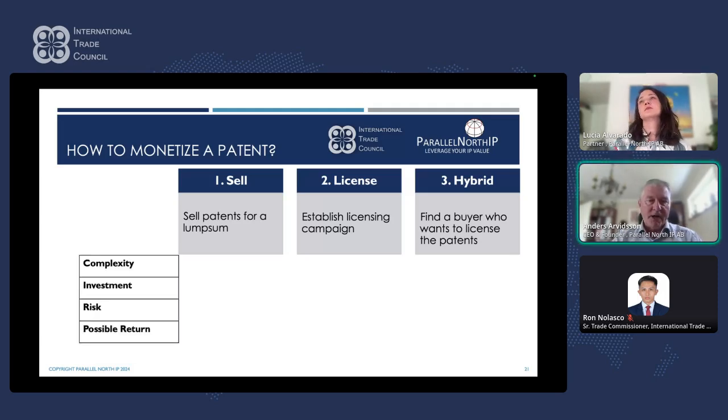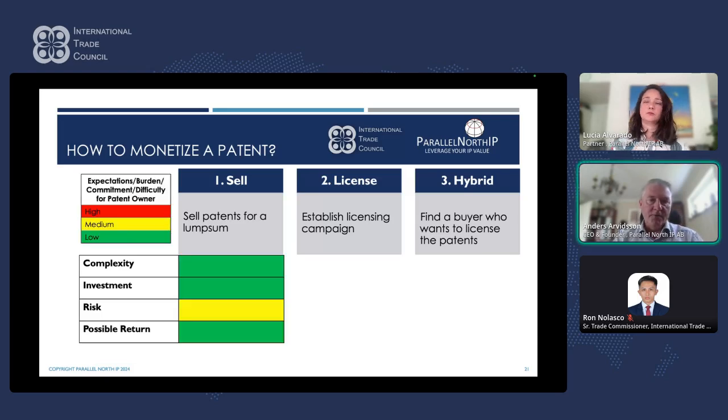There are certain factors, or parameters, that you need to consider for each of these ways to monetize patents. You have a certain level of complexity. You have the investment risk, for you and perhaps for others, and the risk of success or failure, and how high the return will be.